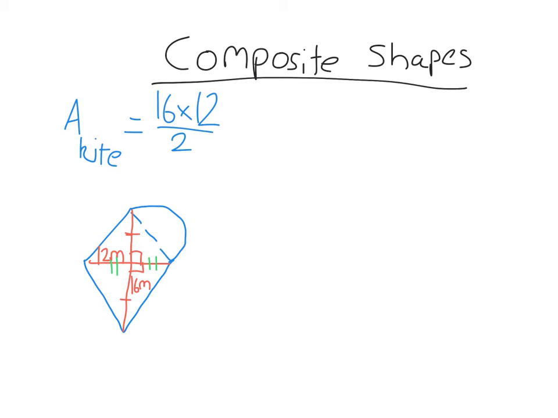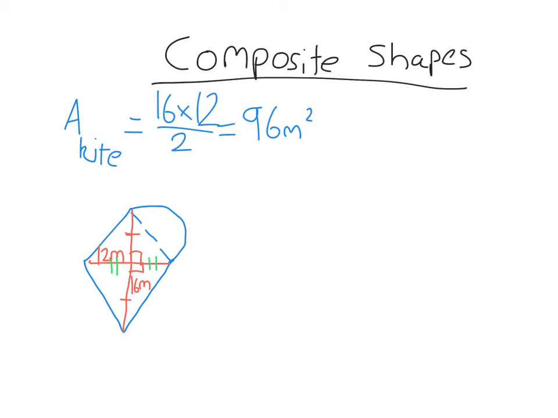Well, in maths, diagonal has a specific meaning. It's just a line that joins non-adjacent vertices. So the 16 and the 12-meter line, even though they're not leaning diagonally, are called diagonals. So for the area of a kite, multiply the 2 diagonals together and divide by 2, so this would just be 96 meters squared. Now we need to find the area of the semicircle.